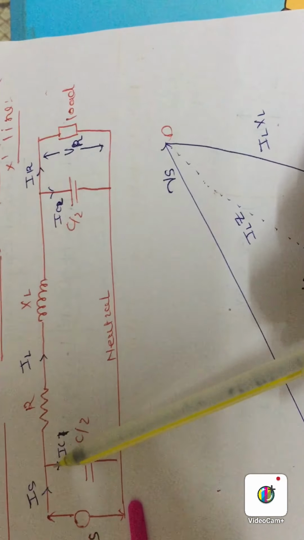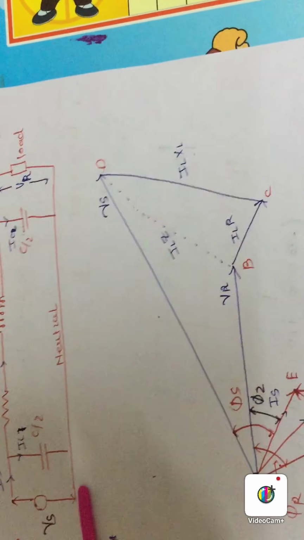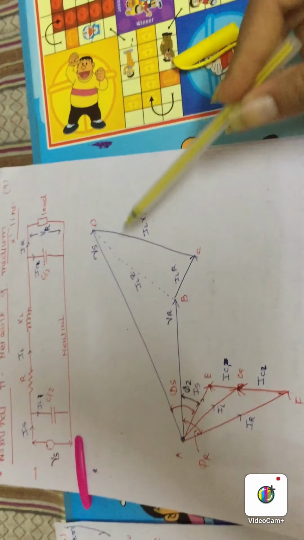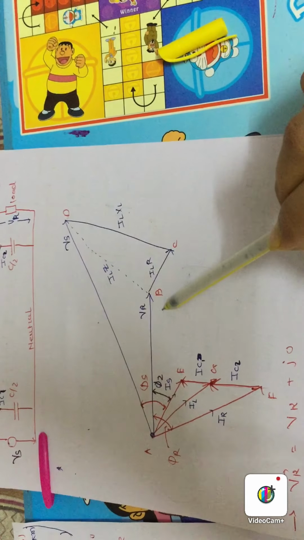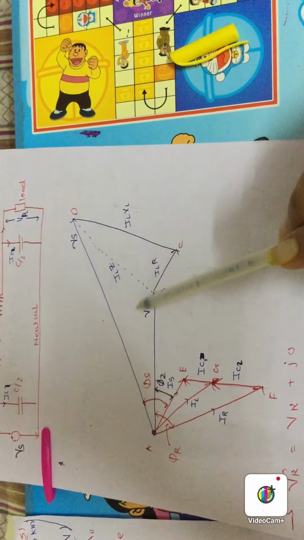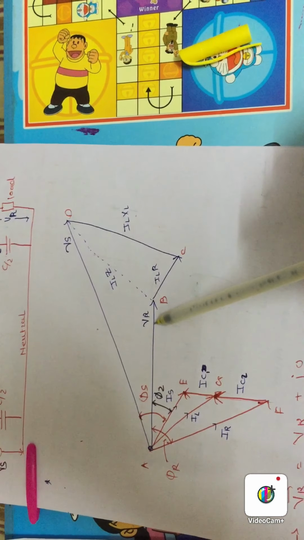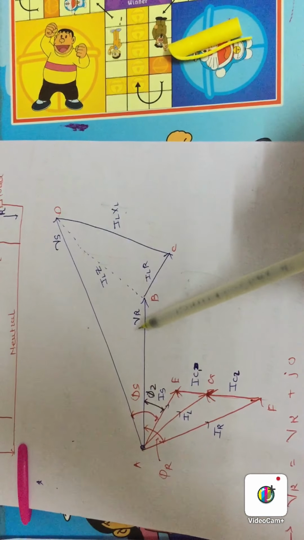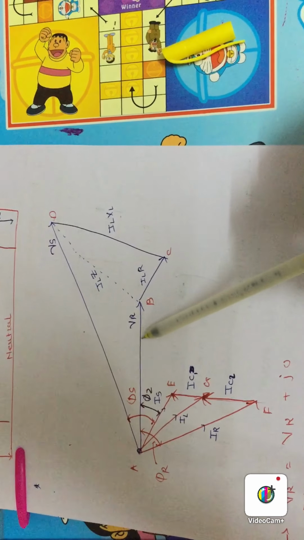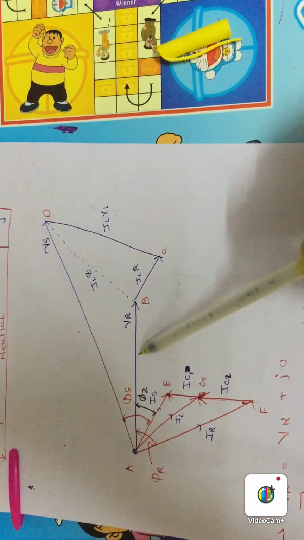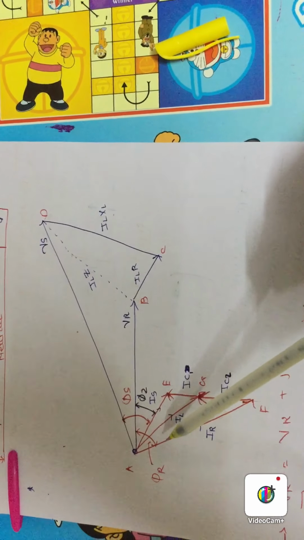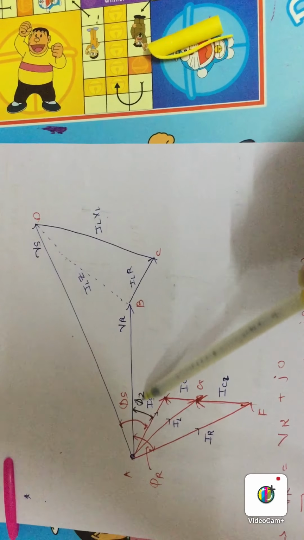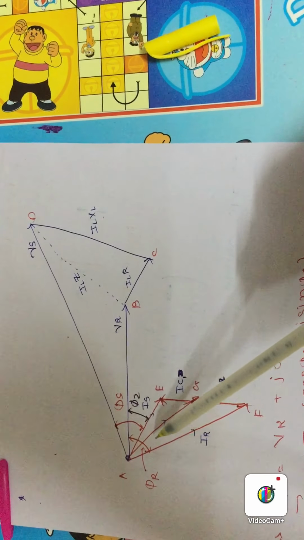Now we will study the phasor diagram. Here you can see the phasor diagram. This is VS, this is VR. VS represents the sending end voltage, VR represents the receiving end voltage. Now IR is lagging behind VR, and that angle is known as phi r. So the angle between the VR phasor and the IR phasor is given by phi r.